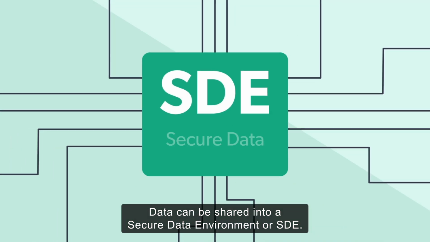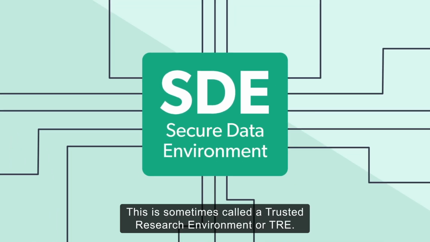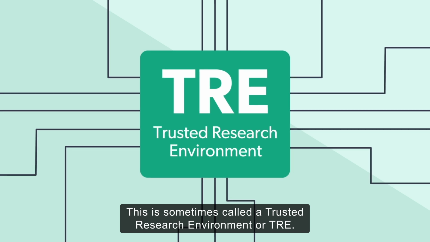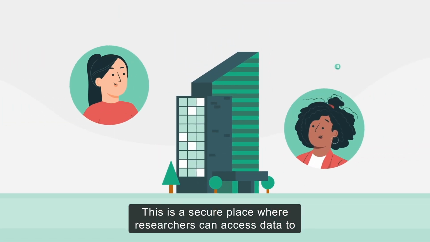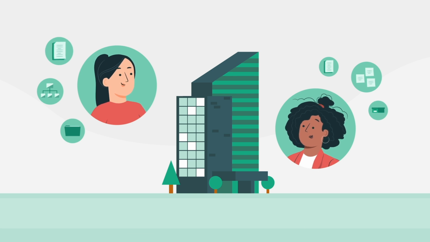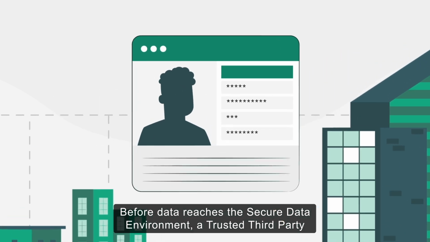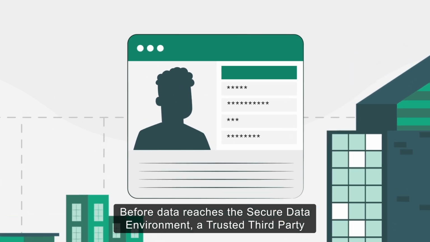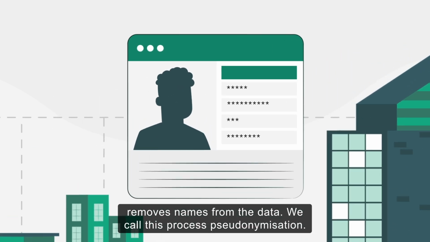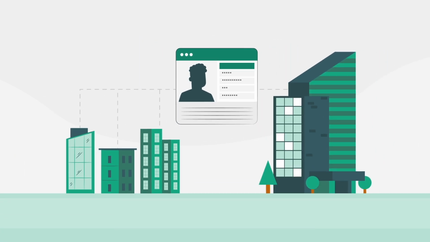Data can be shared into a secure data environment, or SDE. This is sometimes called a Trusted Research Environment, or TRE. This is a secure place where researchers can access data to answer their research questions. Before data reaches the secure data environment, a trusted third party removes names from the data. We call this process pseudonymization.